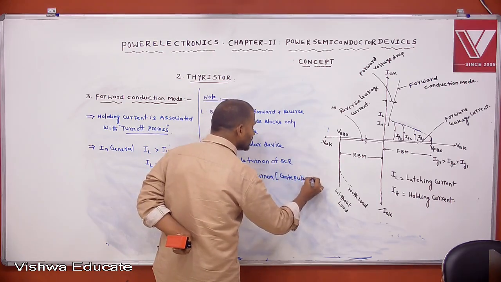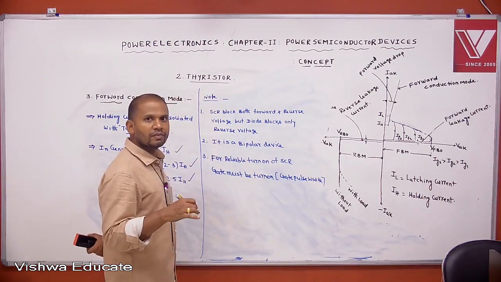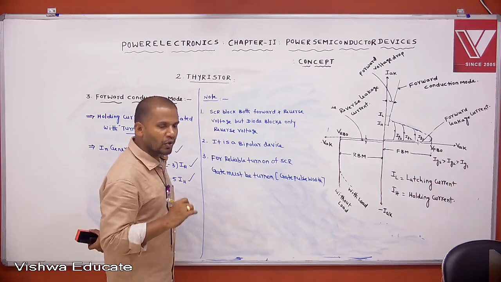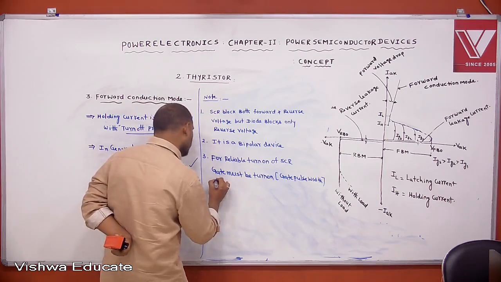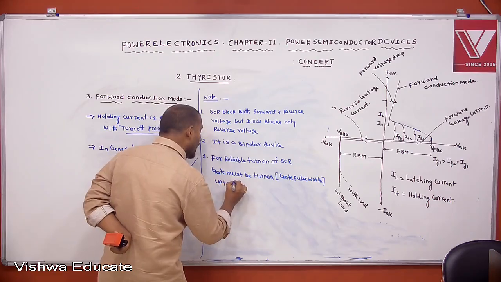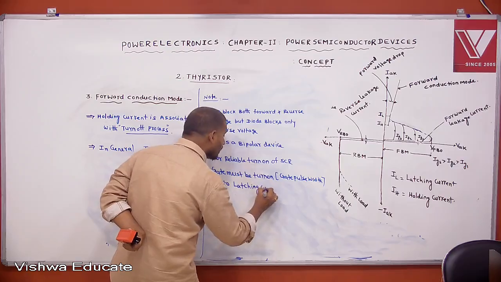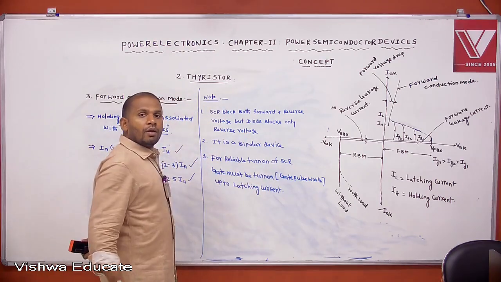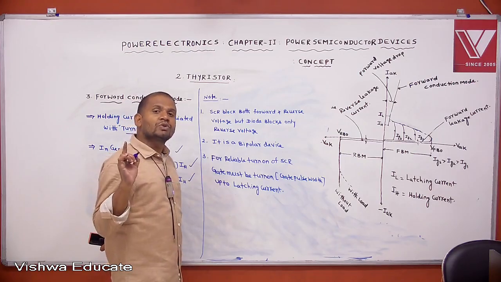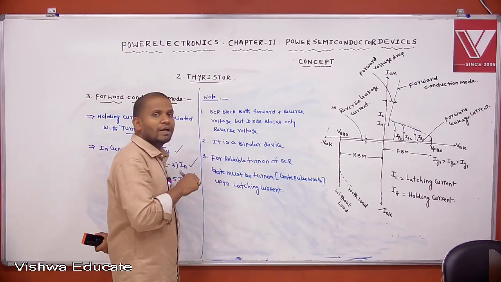Gate pulse width is nothing but the gate on time. Very important: the gate must be turned on up to the latching current. That is the gate pulse width you must maintain for turn on. Then only will the SCR be reliably turned on.